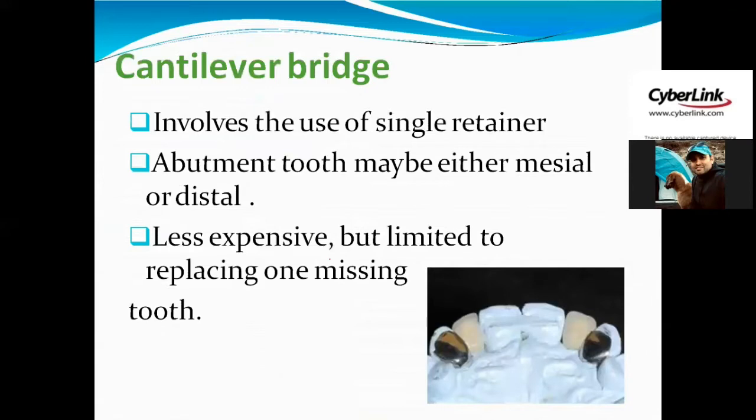As the name implies, it involves the use of a single retainer. So the abutment tooth may be either on the mesial or distal side, right? Like this. These are the abutment teeth. This is towards the distal side, and the mesial tooth will retain because of this. So these are called cantilever because they are retained from one side only. Why are they used? Because they are less expensive, but limited to replacing one missing tooth, because they do not have much strength and retention.